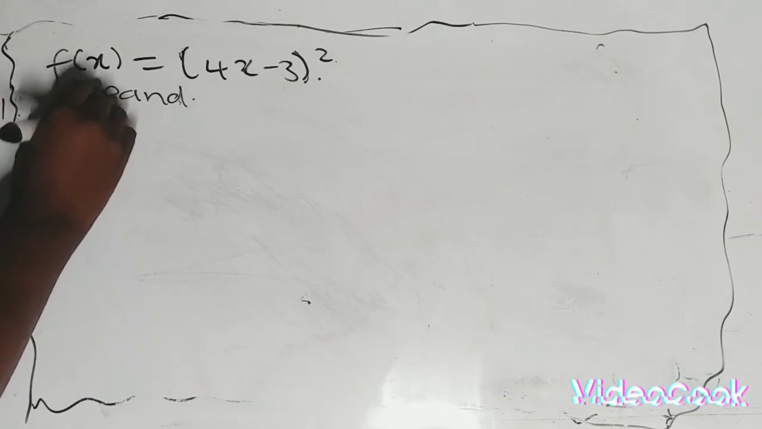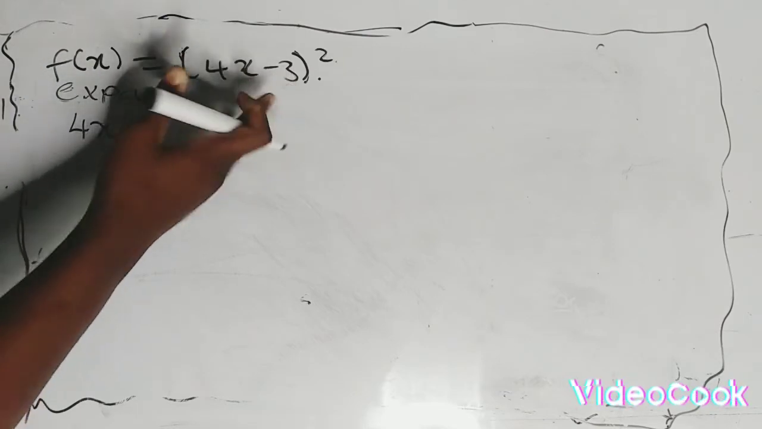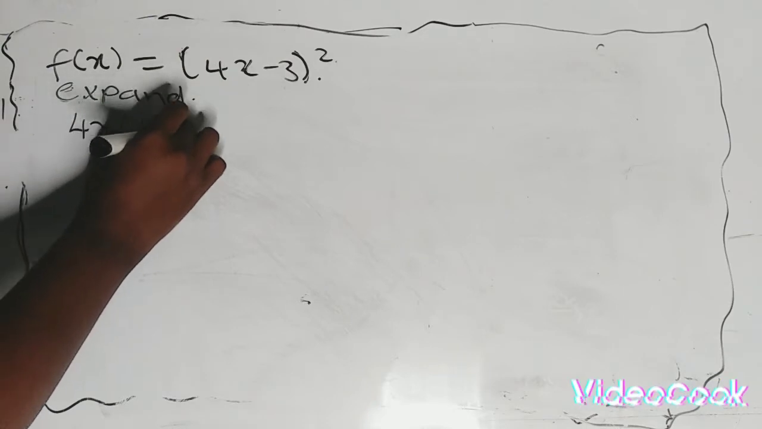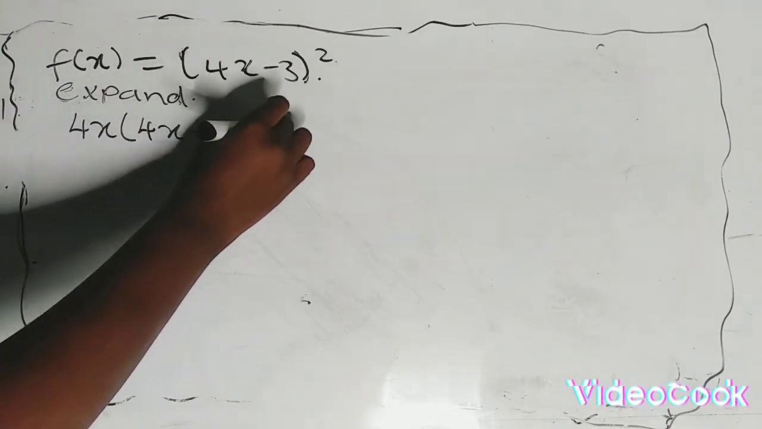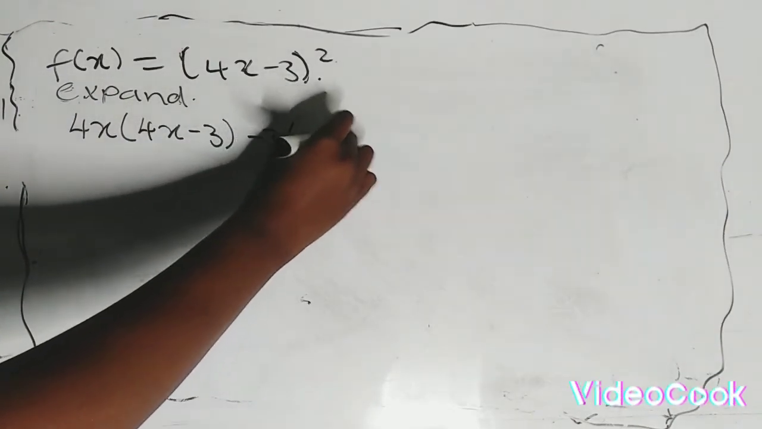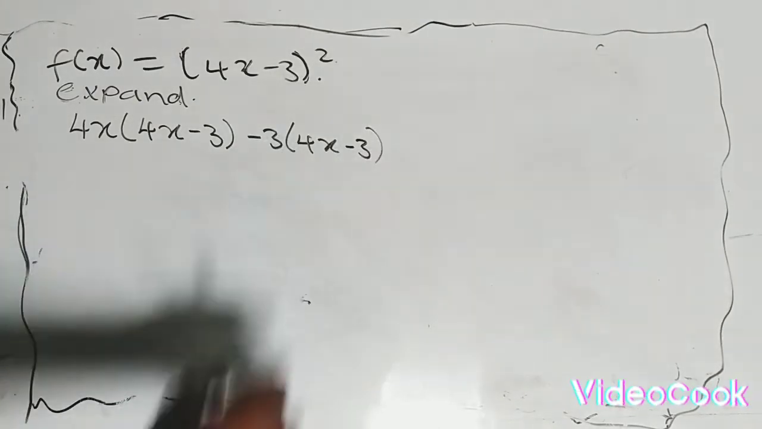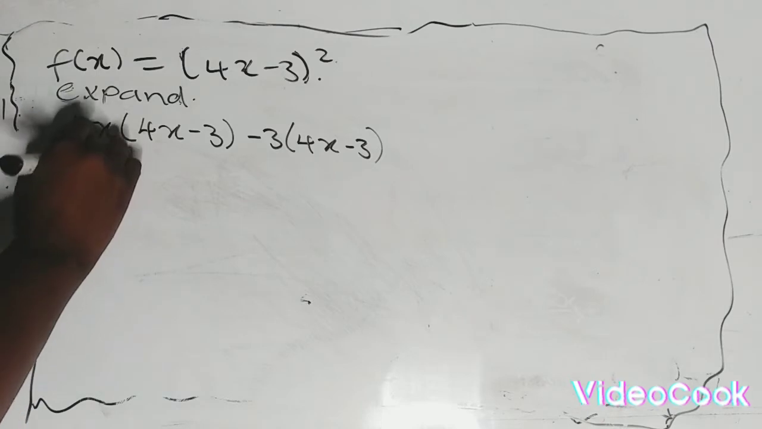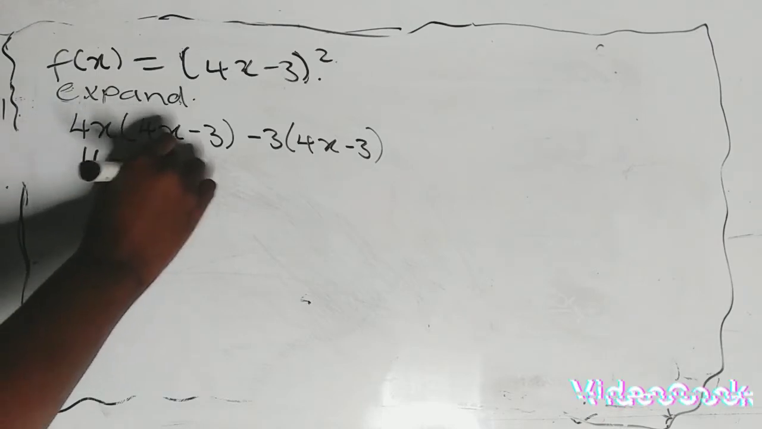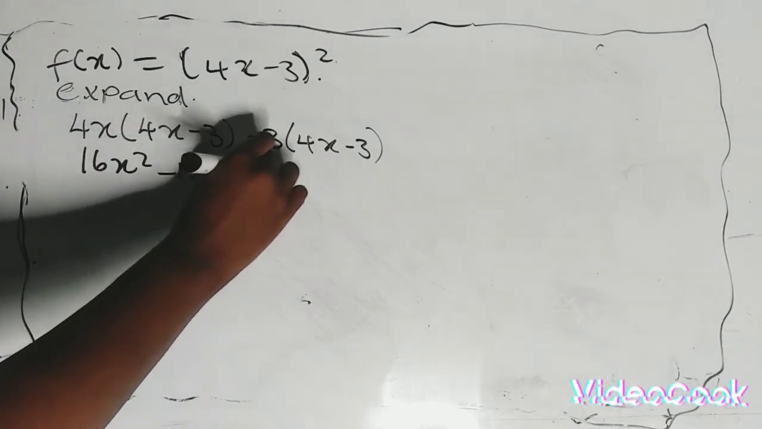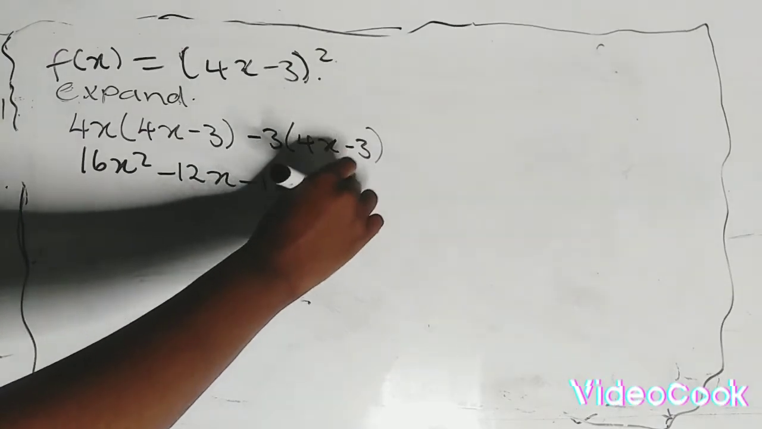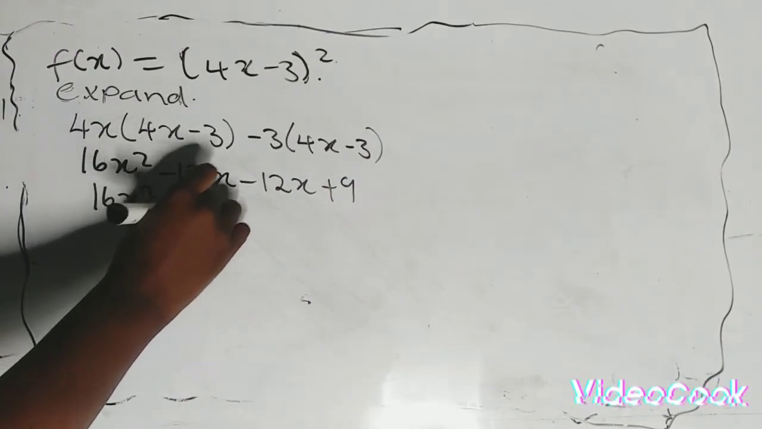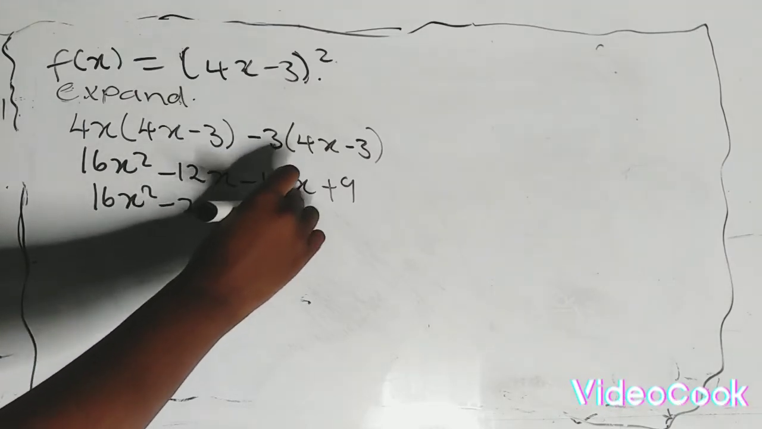So in other terms, we have 4x minus 3 multiplying 4x minus 3, and this is how I prefer expanding. I break the first bracket and then I multiply it with the second bracket, like that, okay? So when we do that, we're going to get 16x squared minus 12x minus 12x plus 9. This is 16x squared minus 24x plus 9.